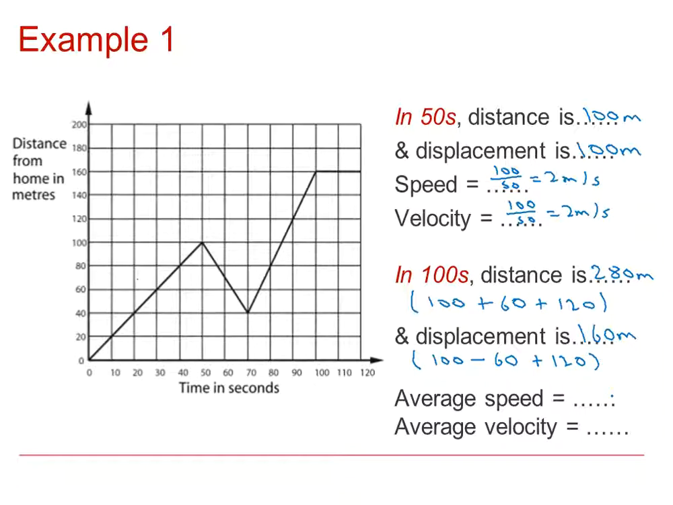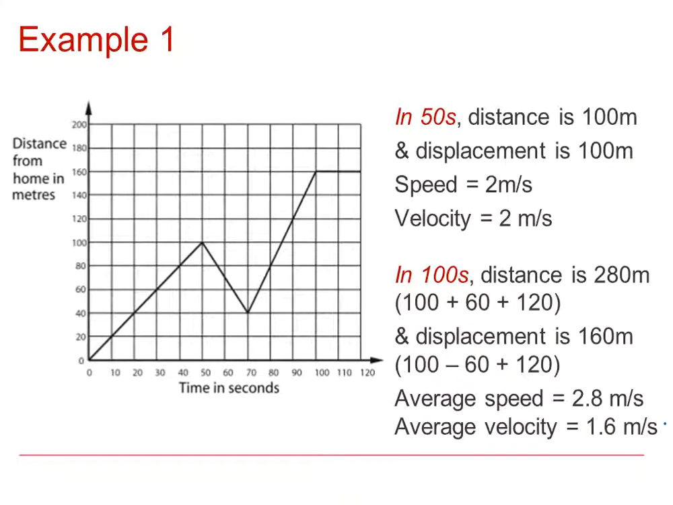So her average speed in the first 100 seconds, she travelled 280 metres in 100 seconds. That's 2.8 metres per second. But her average velocity is her displacement, which was 160 divided by 100 seconds. So that's 1.6 metres per second. So in everyday language, we often talk about speeds and distances, but in mechanics, it's often more advantageous to talk about displacements and velocities. So we can see the methods there.